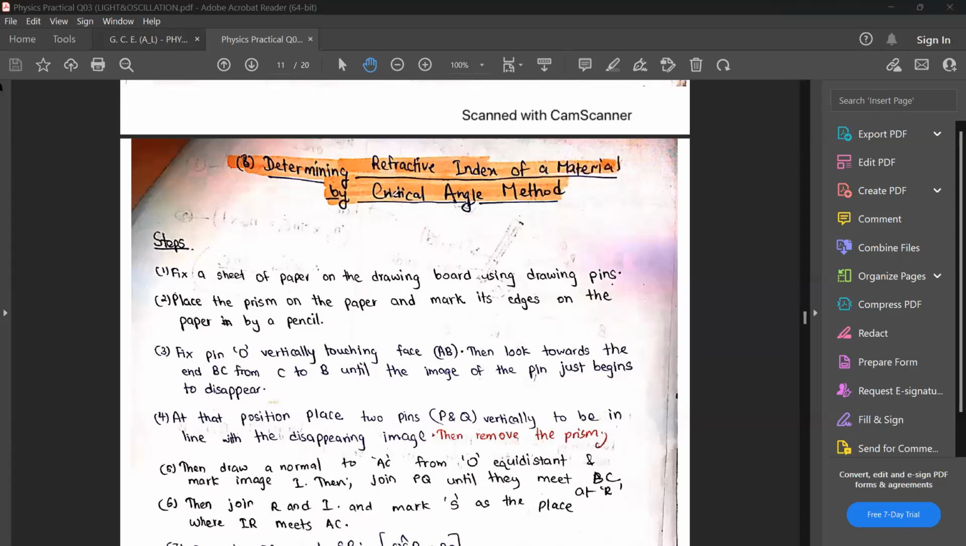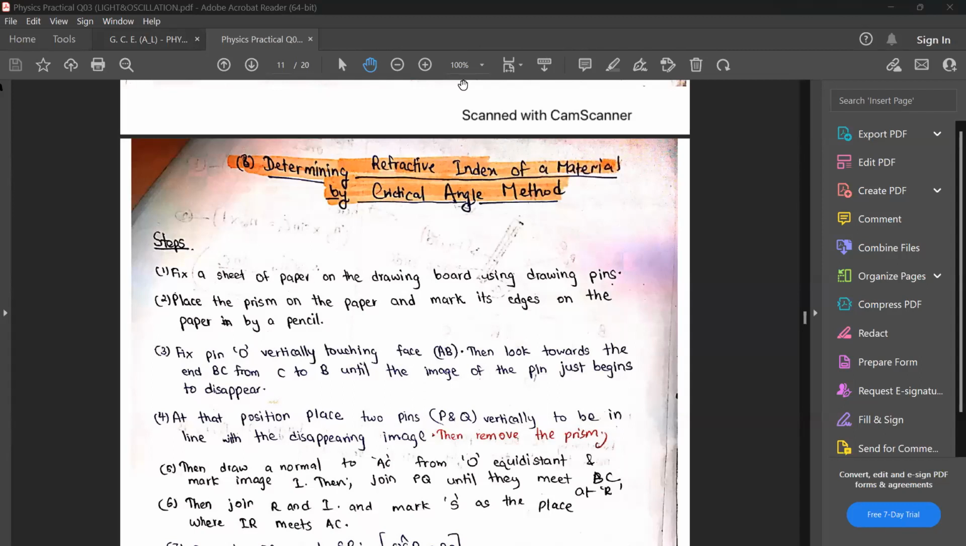Now let's look at the next practical, determining the refractive index of a material by the critical angle method. By the critical angle method, we are going to determine the refractive index of a material. So this is simple, right? What you do is something like this. I'll first explain the practical.